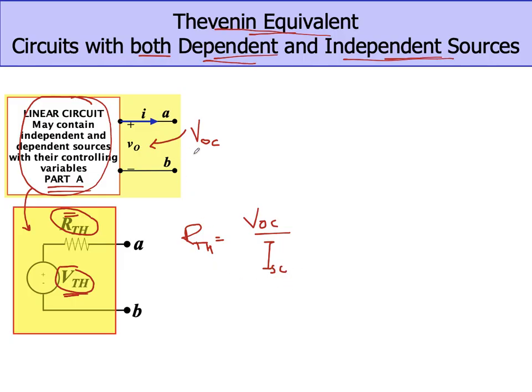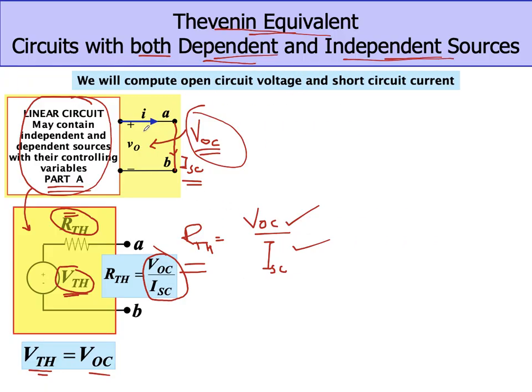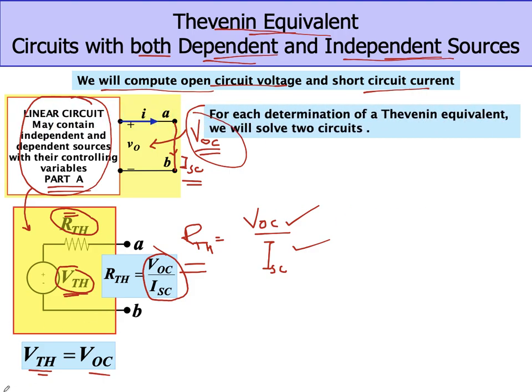So in this case, we need to solve the circuit twice. First to determine the open circuit voltage, and then we are going to short terminals A and B and find the I short circuit. By taking the ratio of the two, we are going to find R Thevenin. So let's see the details and let's solve some problems. The V Thevenin would be V open circuit, as we have highlighted here, and R Thevenin will be equal to the ratio of the two, which we have mentioned over here. So we will compute the open circuit voltage and short circuit current. It means we need to solve the circuit twice. That is what is mentioned here.